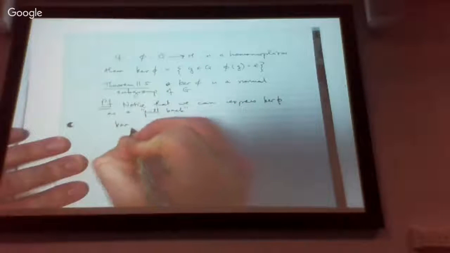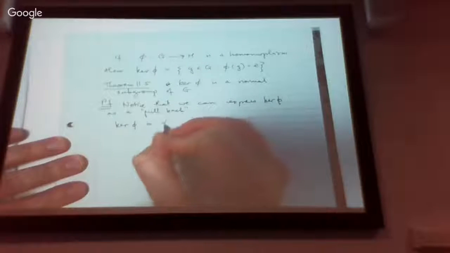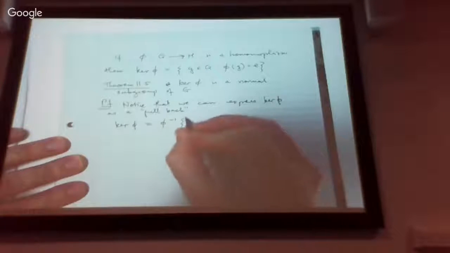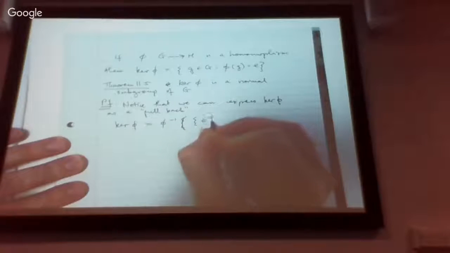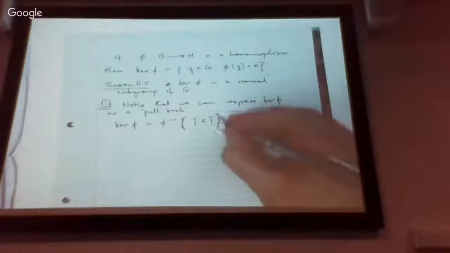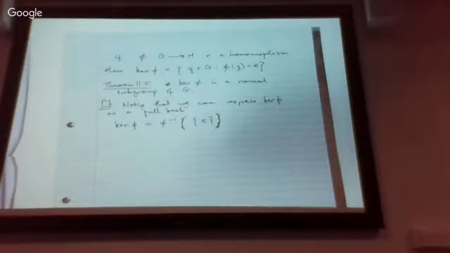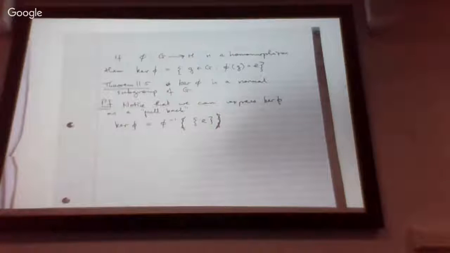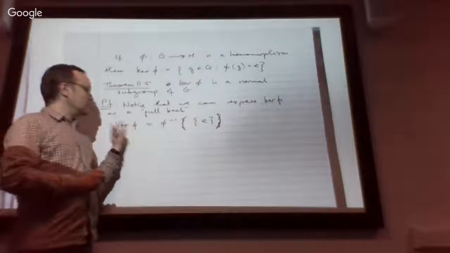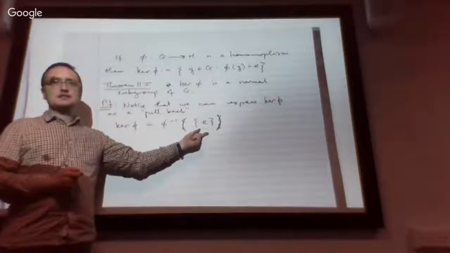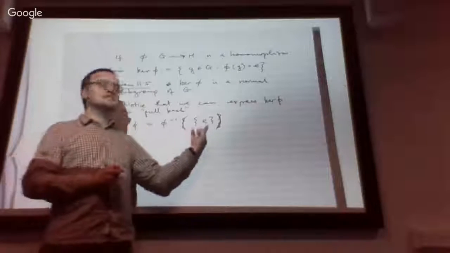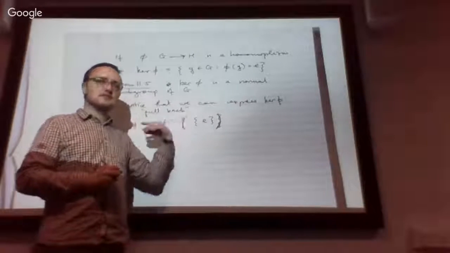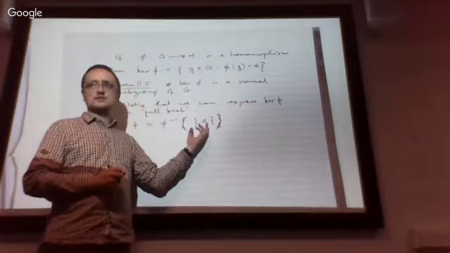You can write the kernel of phi as phi inverse of the set consisting of the identity. The set consisting of just the identity is the trivial subgroup within H. It's a perfectly good subgroup, not particularly interesting, it's just got one thing in it. But the kernel of phi is clearly the pullback of this. It's the set of everything in G that got sent into this. Well, there's only one thing here, so it's the set of everything in G such that phi of g is equal to the identity.